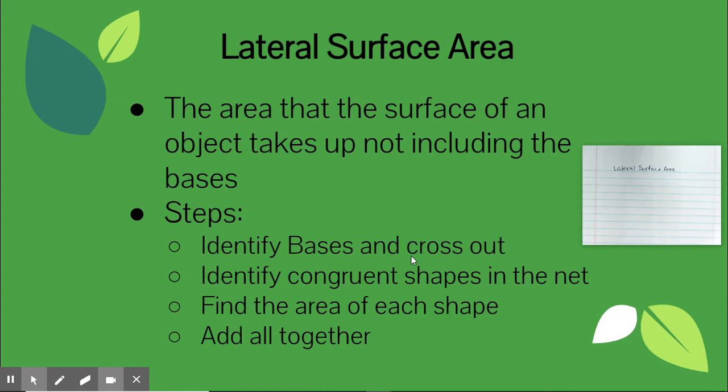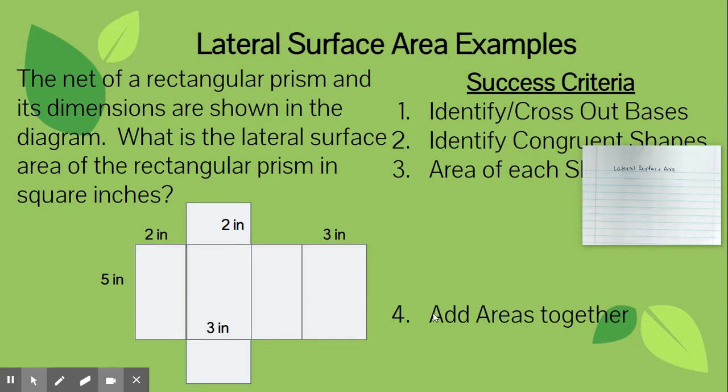Okay, so just like before, we want to find the same shapes in the net, find the area of each shape, and then add all together. So it's like the surface area, except we need to cross out the bases and not use them. I'm only going to do the prisms right now because lateral surface area is easier on prisms, but on the pyramid, it's the same thing. Cross out the base and then just find the area of the rest of the shapes.